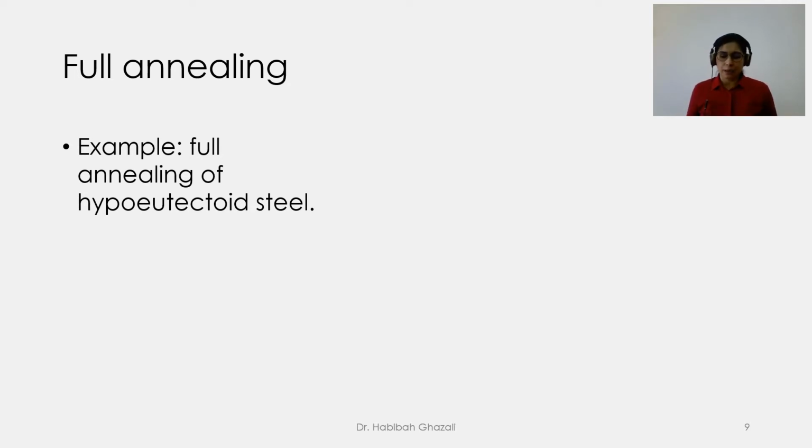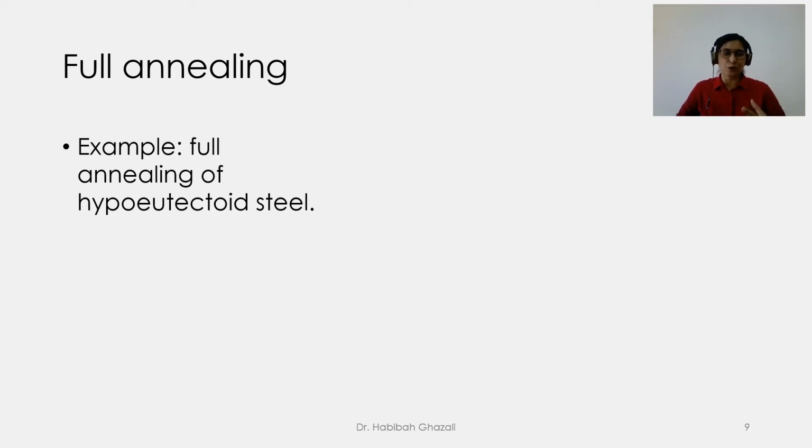By now, you should be able to state what is hypoeutectoid steel, what is eutectoid steel, and what is hypereutectoid steel. I want you to pause this video and sketch the hypoeutectoid steel microstructure at room temperature. If you don't know how to do this, go back to lesson 1 of module 7, where I have explained this microstructure. All right, so I hope you pause the video and sketch it.